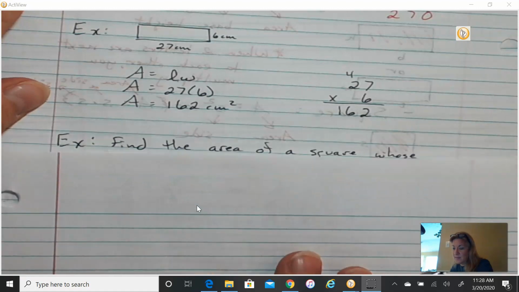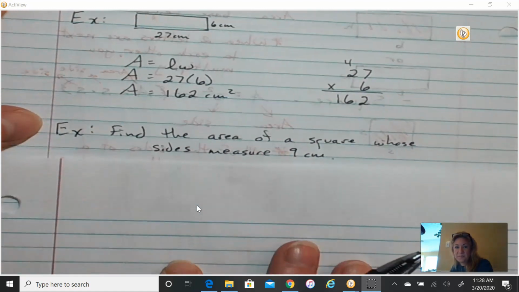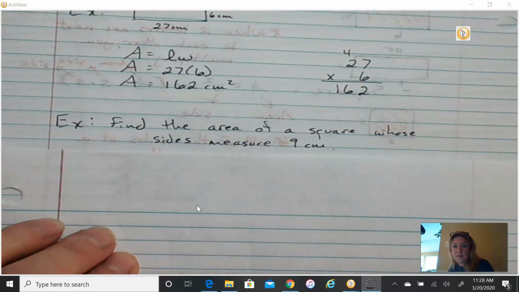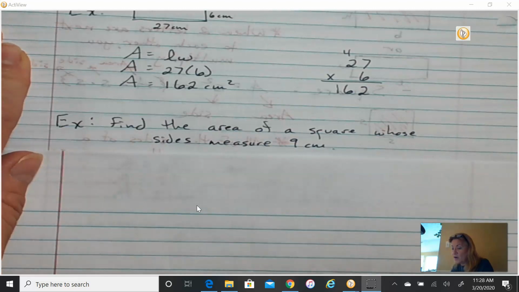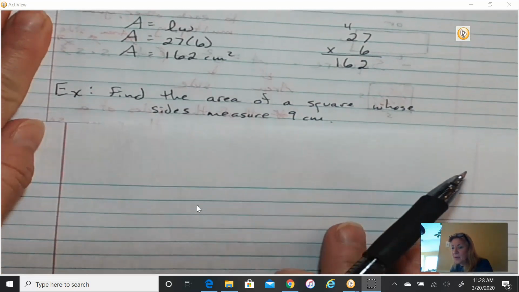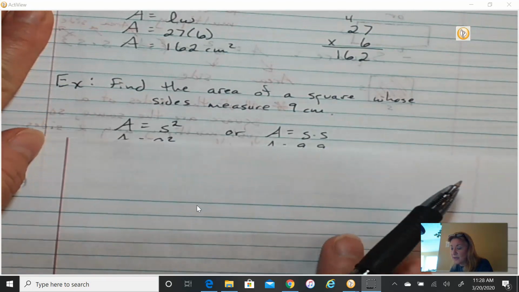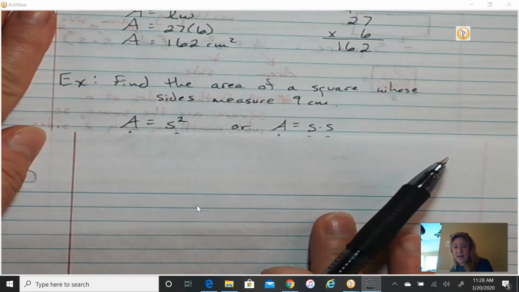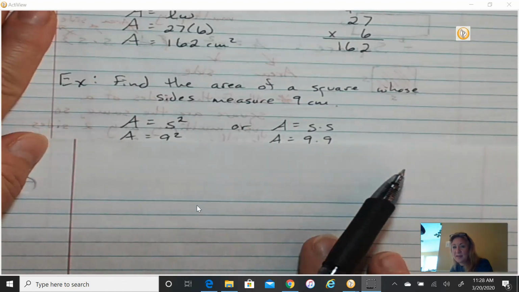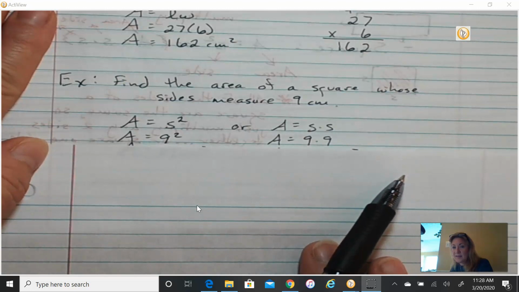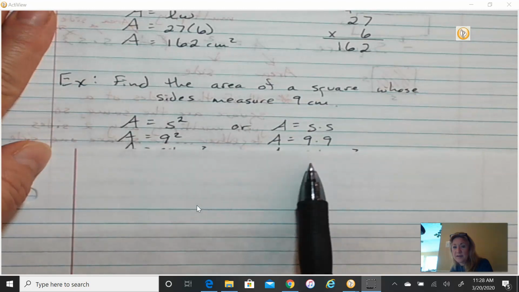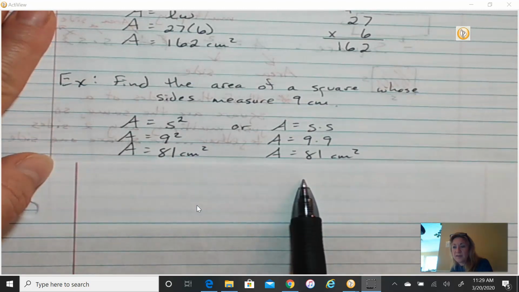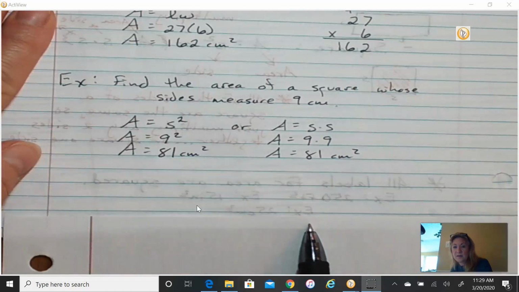All right. Here's another example. Find the area of a square whose sides measure 9 centimeters. Okay, it's a square. So therefore, every side's the same. Every side is going to be 9. So I have the formula A equals S squared, or you can use that other one, S times S. So I have 9 squared since each side is 9. So it's either 9 squared or 9 times 9. Both will give you the same answer, 81 centimeters squared.